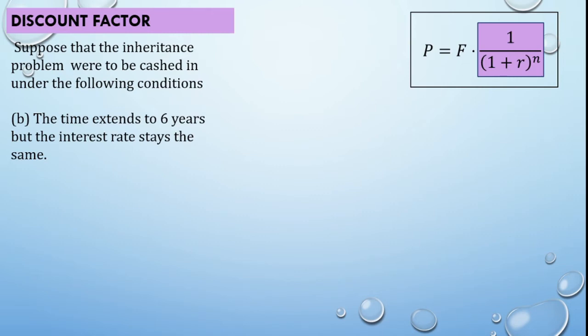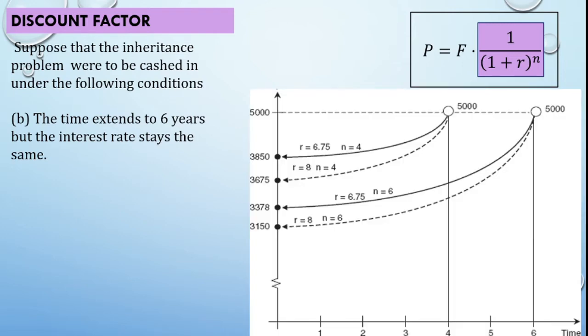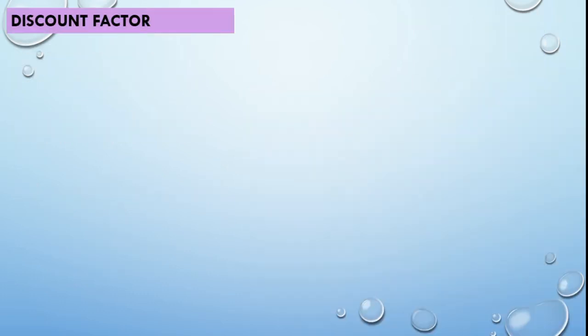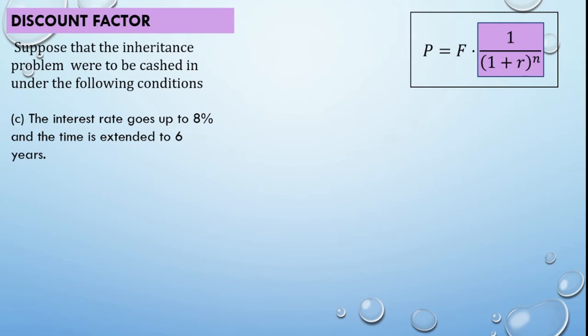For letter B, the time extends to 6 years, but the interest rate stays the same. We have the discount factor equal to 0.676. Multiplying it with 5,000, we will obtain 3,378 and 80 cents. For letter C, the interest rate goes up to 8% and the time is extended to 6 years.